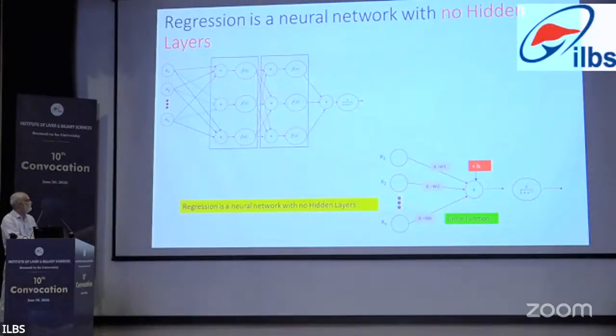So if we look, what is regression? It is actually a neural network where there are no hidden layers. This is the regression, and these are the neural networks. If you remove this part, hidden layers, then this is equivalent to the regression.